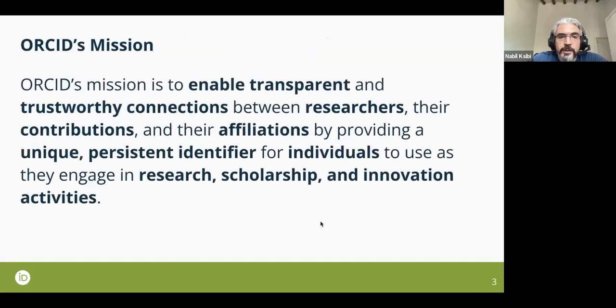I'm going to start with the ORCID mission. The ORCID mission is very simple. We strive to enable a transparent and trustworthy connection between researchers, their contributions, and their affiliations, by providing a unique persistent identifier for individuals to use as they engage in their research, scholarship, and innovation activities.